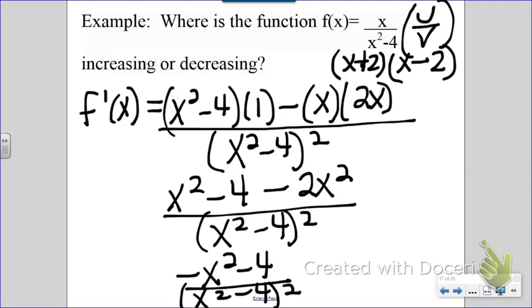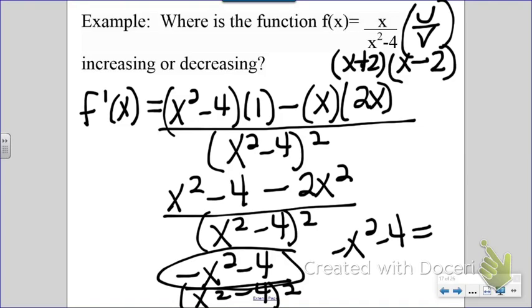What we're focusing on here are two things. We're going to figure out that the critical points, or our important points on the graph, are going to be where the numerator is equal to 0, and so we're going to check that, and where the function is undefined. Let's start with this. Negative x squared is equal to 4. X squared is equal to a negative 4.